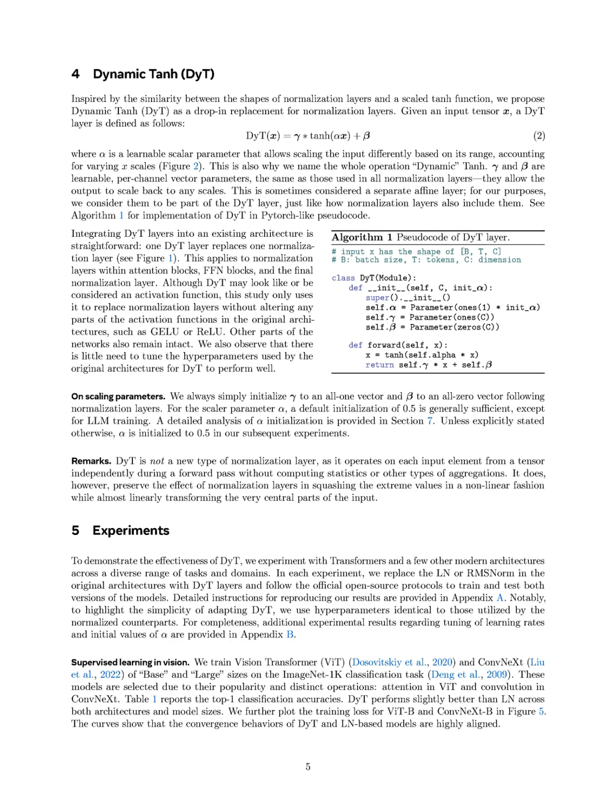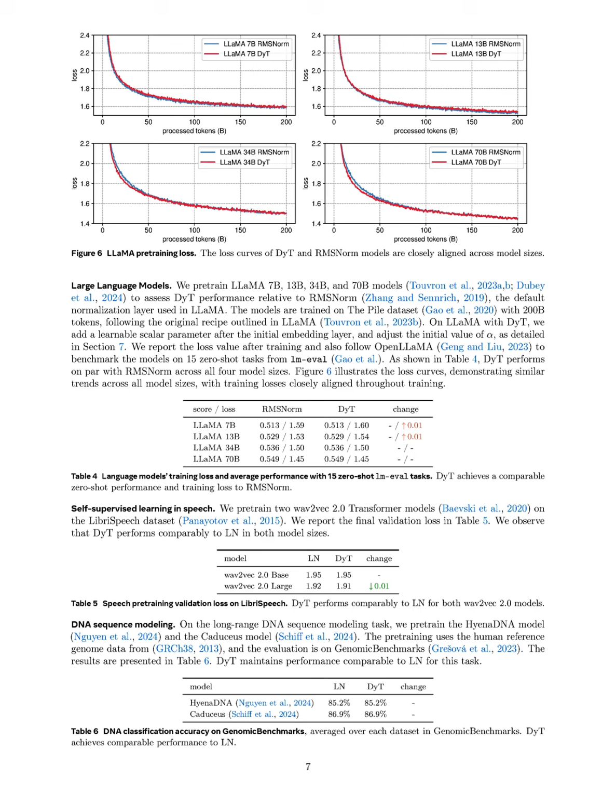The dynamic tanh (DyT) method demonstrated significant results by maintaining performance comparable to layer normalization (LN) in various tasks, including long-range DNA sequence modeling, while also improving training and inference speed. Empirical evaluations showed that DyT consistently outperformed other methods aimed at training transformers without normalization layers, such as Fixup and SkipInit, which required lower learning rates to prevent divergence.